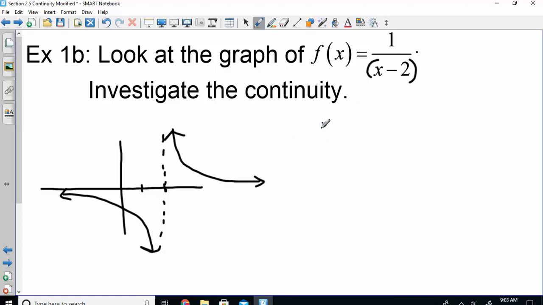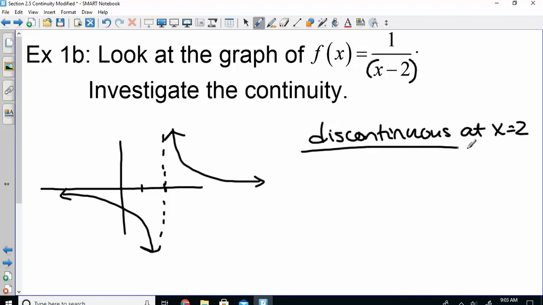Okay, so where is this graph discontinuous? Which we already knew. If the function's undefined, at the bottom 0, it's discontinuous there. Why? Which rule is broken? Does the function exist there? Can you plug a 2 in? No. Does the limit exist here? Left and right, do they even match up?